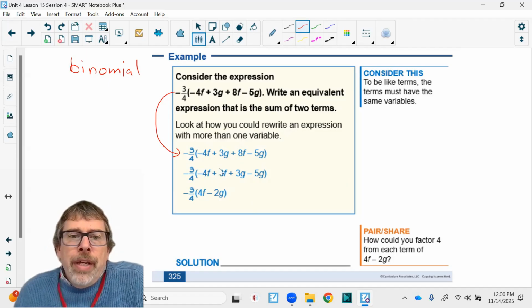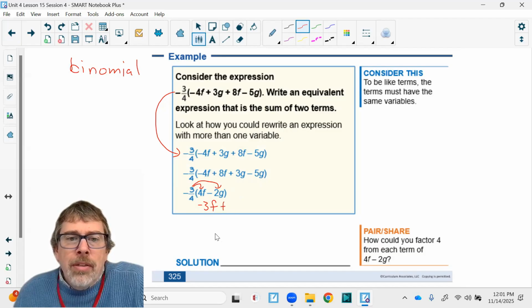So when we do that, we're putting the f's together and the g's together. So negative 3/4 is still sitting here waiting. And negative 4f plus 8f is a positive 4f. And 3g minus 5g is a negative 2g. So then I have to multiply and distribute this negative 3/4. Well, 4 divided by 4 is 1, and 1 times a negative 3 is negative 3f. And over here, a negative times a negative is positive, so that's going to be plus. And 3 times 2 is 6, divided by 4, 6/4, which reduces to 3/2.